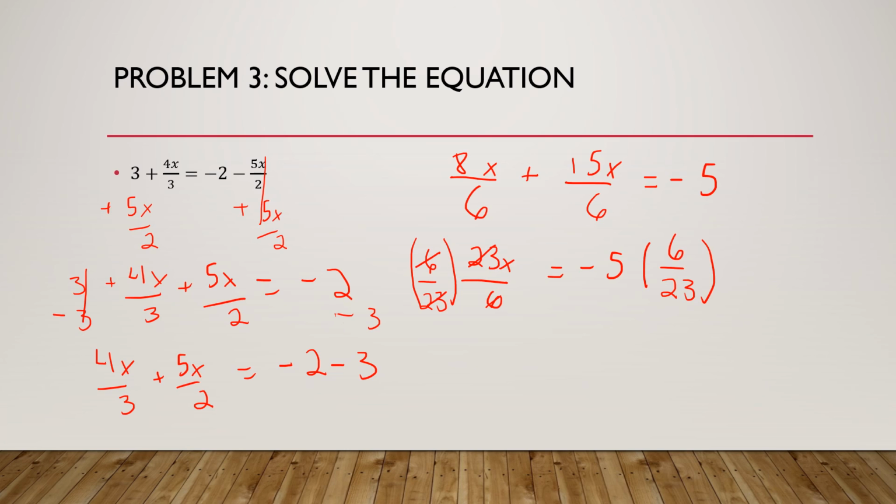23 goes into 23, 6 goes into 6, one time, so we're going to get x equals negative 5 times 6 is negative 30 over 23. Our final answer is x equals negative 30 over 23. Nice. I hope this is clear, guys.